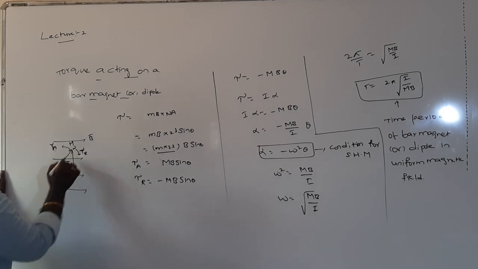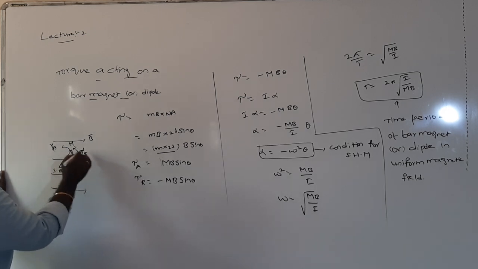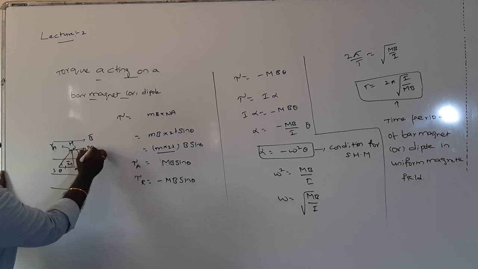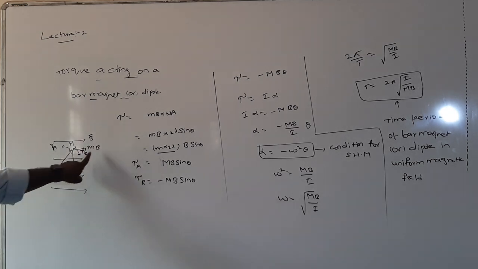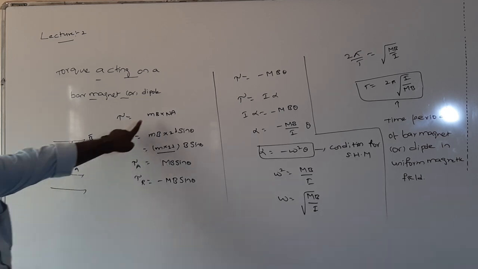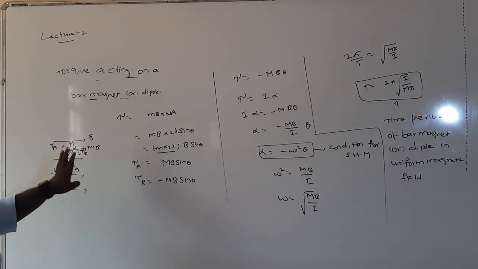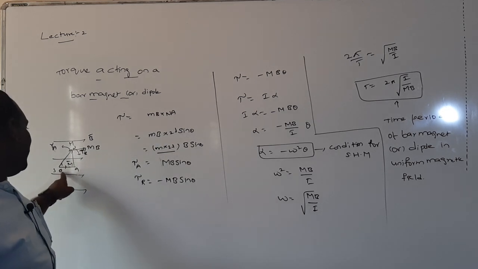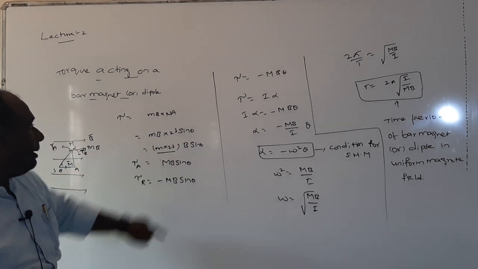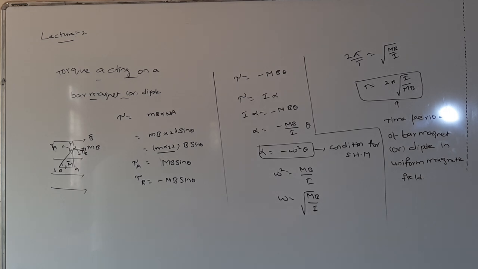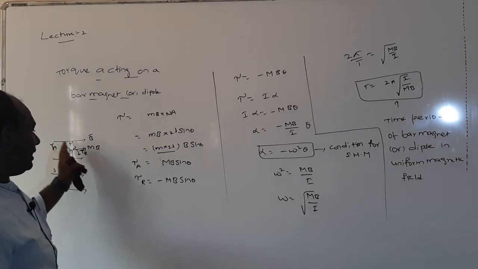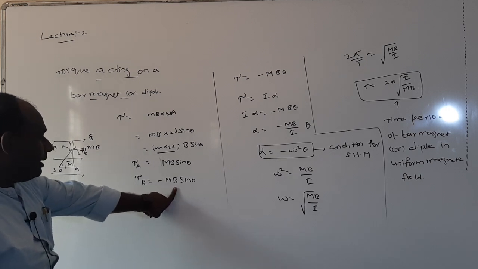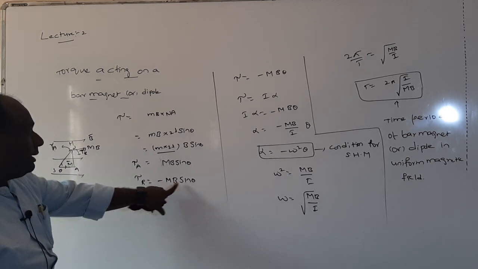If it is N, S, A, then the force in this direction is MB. Force in this direction is MB, into the perpendicular distance NA. That is the derivation. So NA, how much? We can write sin theta. Tau is equal to MB into 2L sin theta. This is the applied torque in the clockwise direction, and the restoring torque is in the anti-clockwise direction. So restoring torque tau is equal to MB sin theta.